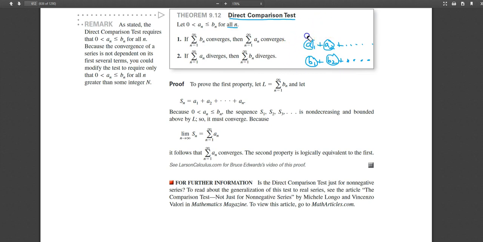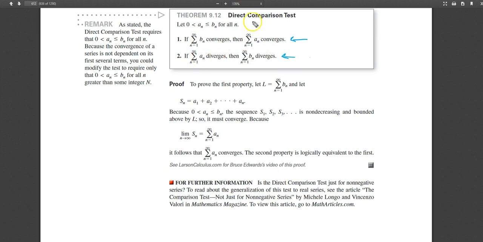Now, let's take a look at a few examples of how we actually use this test. The only problem with this test is when we look at the examples, you want to decide, am I in case 1 or case 2? So you have to have a feeling for whether your series converges or diverges to start. You have to have a good idea whether your series will converge or diverge, and then you can use either case 1 or 2 to prove that.